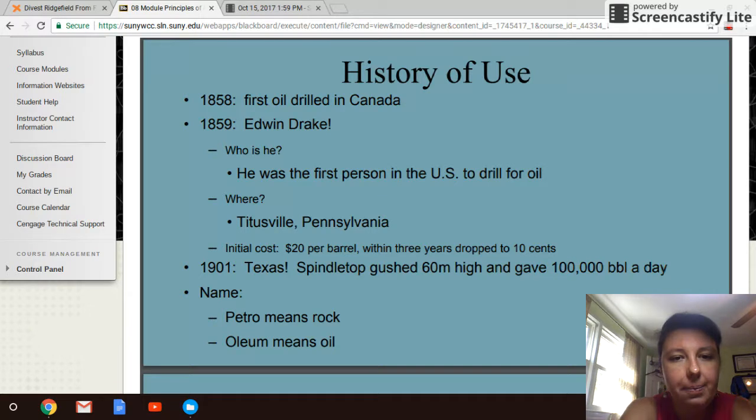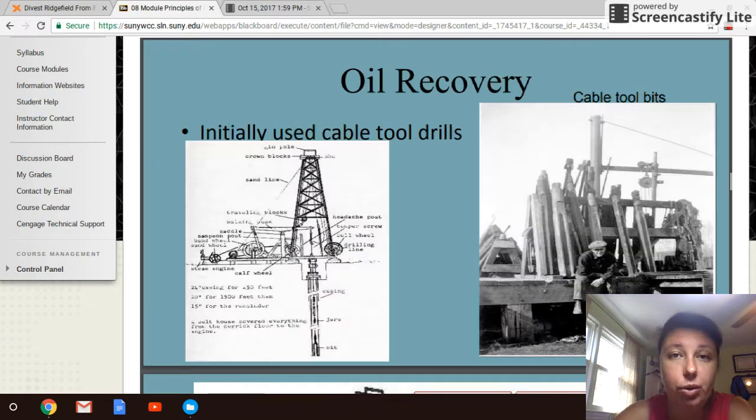And just keywords: petroleum, petro, and oleum is oil. So petro is rock, oleum is oil. So we're saying rock oil when we say petroleum. As far as recovery of materials, the bits and tools used by the companies have gotten more and more complex. And one of the things to keep in mind with oil extraction is that they are considered trade secrets.